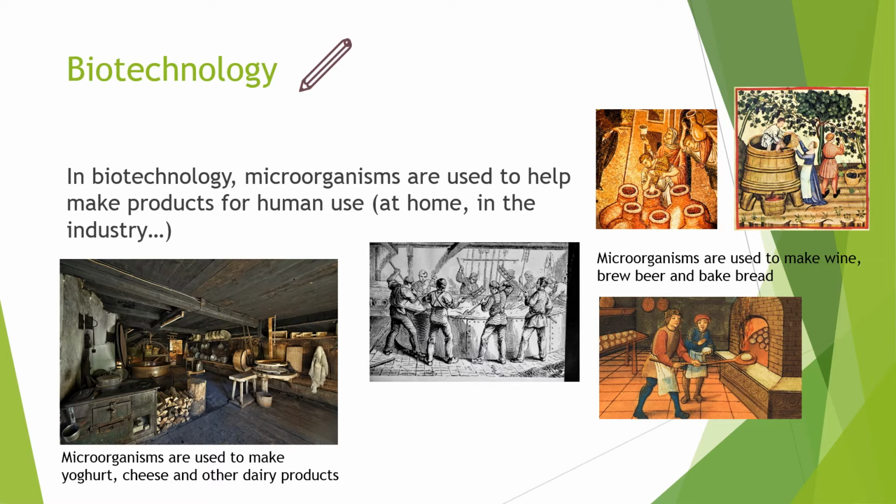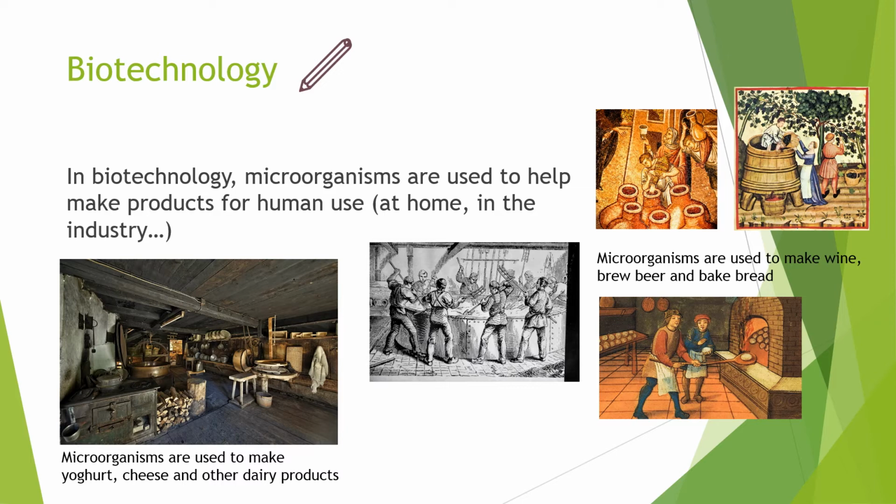And so here you see a few pictures of traditional biotechnology, where people were not maybe even aware, or most certainly weren't aware, that they were using microorganisms. So bottom left, you've got a traditional dairy where microorganisms are used to make yogurt, cheese, and other dairy products. Then the black and white picture in the middle is people brewing beer. Then bottom right, you've got bread baking, which is also making use of microorganisms.